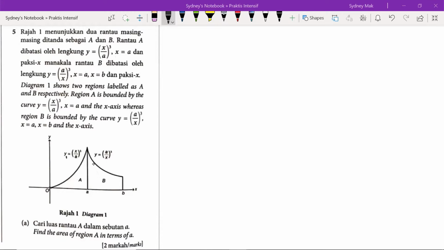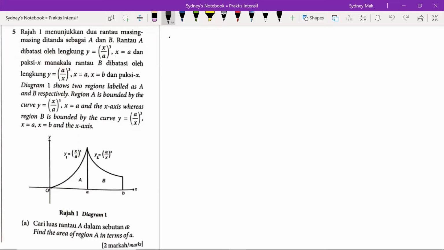Whereas region B is bounded by the curve y equals a over x to the power of 3, which I label y2, x equals a, x equals b, and the x-axis. So this is region B. We need to find the area of region A in terms of a.